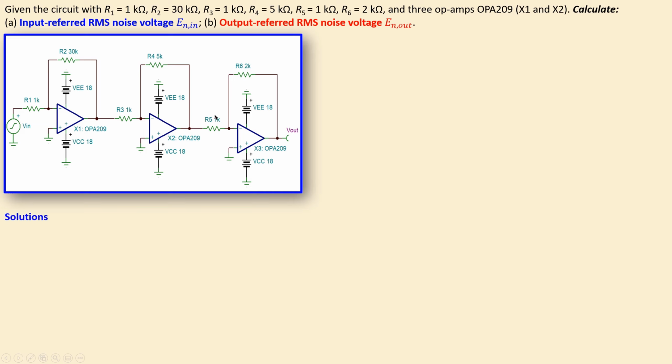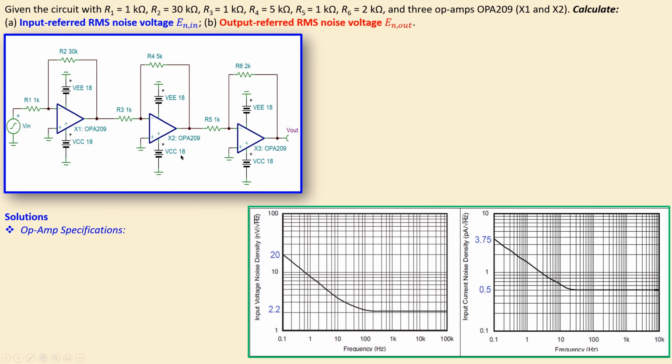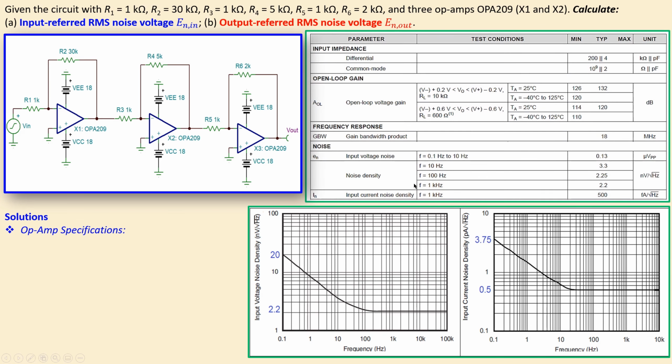So let's look at our solutions. As we did in the previous examples, we look first at the op-amp specifications, and let's look at some important values and also the graphs from the datasheet of this op-amp, the OPA209. We have the following graph, which shows on the left side the input noise voltage spectral density, and the input noise current spectral density on the right side. Several important parameters are also shown in the table, and we will use that later for our noise analysis.